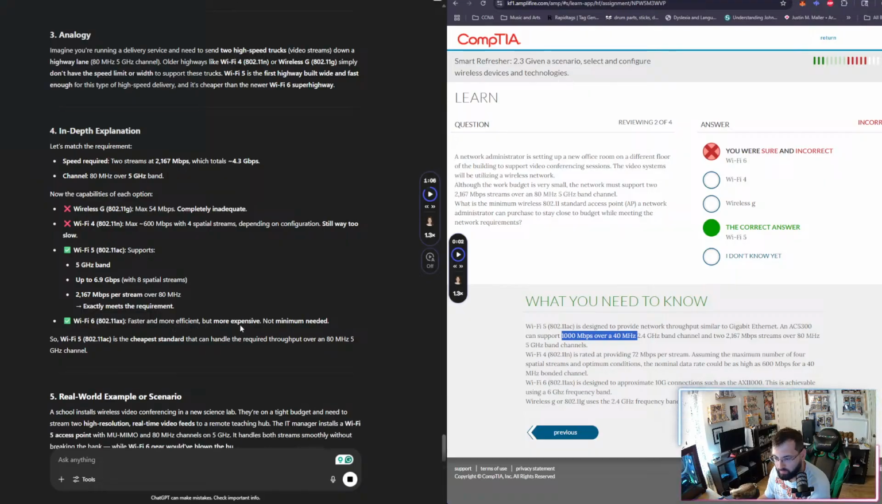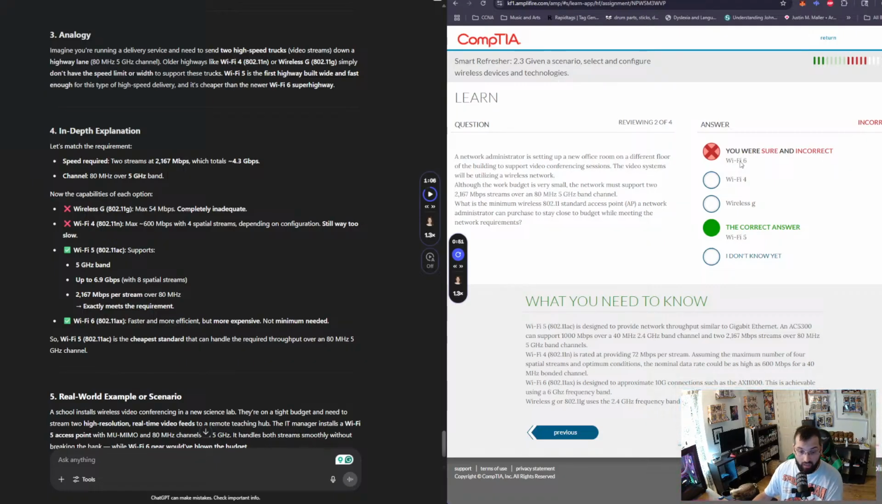Faster and more effective, but more expensive. Not minimal needed. So it was the minimum. Okay, so I just read it wrong. But I was also correct in terms of why it's not going to be Wi-Fi 6. But Wi-Fi 6 is significantly cheaper now. Almost every router, if you go to Walmart or Best Buy, is going to be Wi-Fi 6. Like only the clearance aisle is going to be Wi-Fi 5.